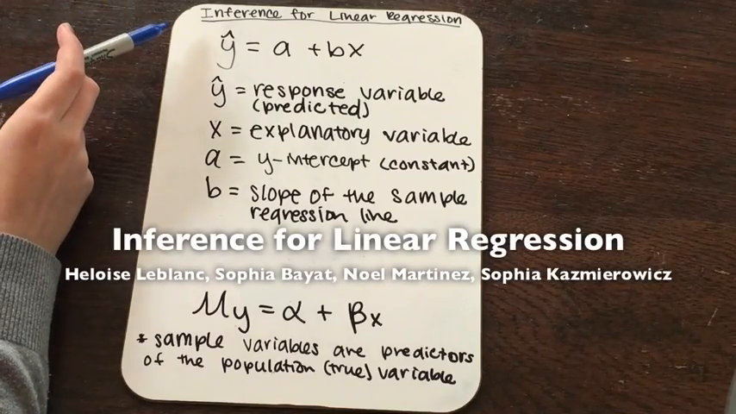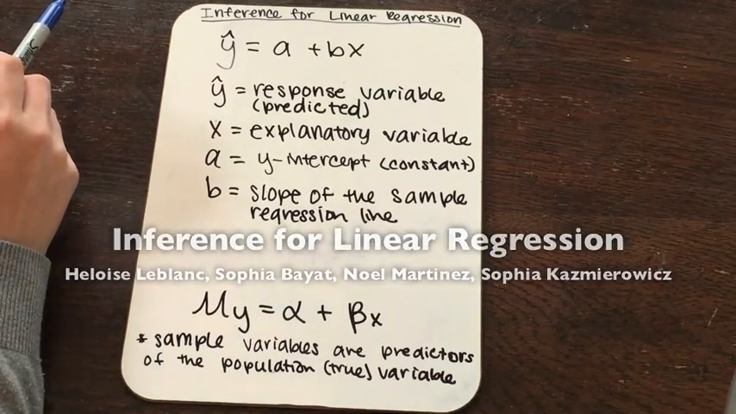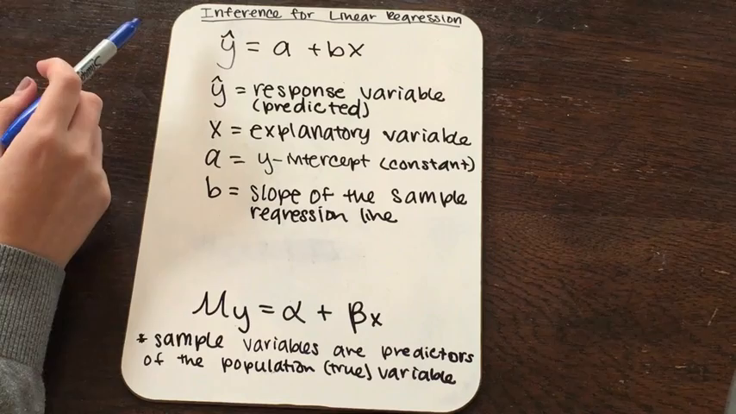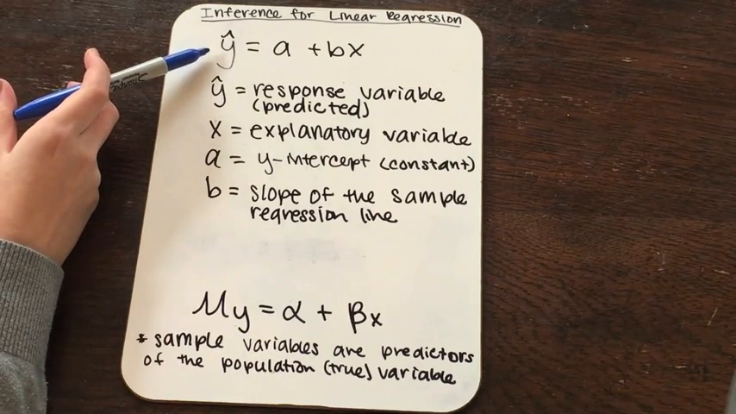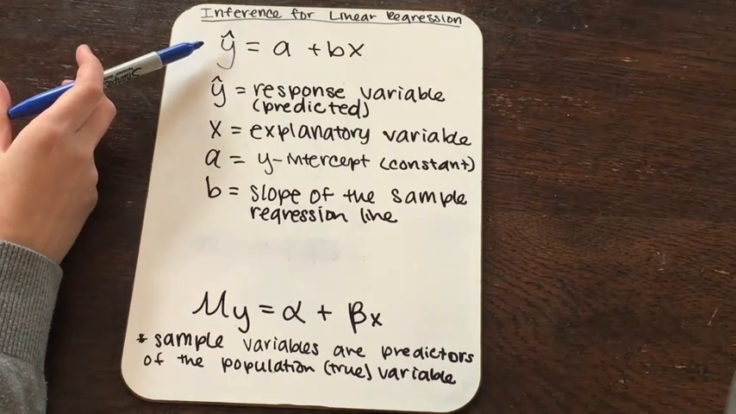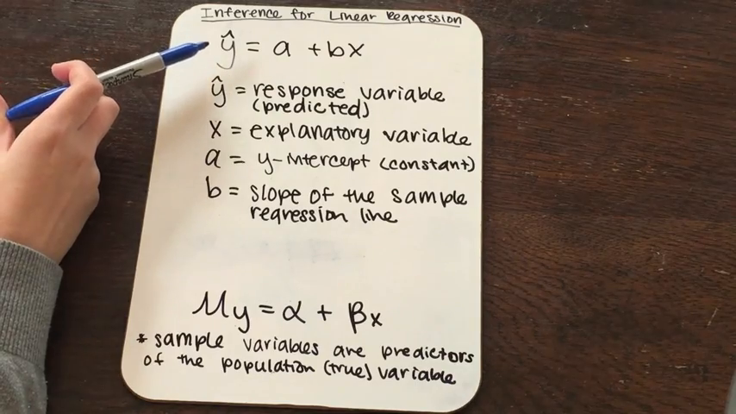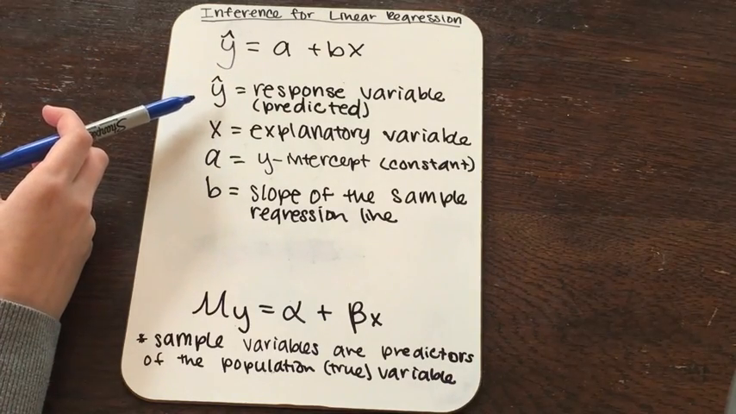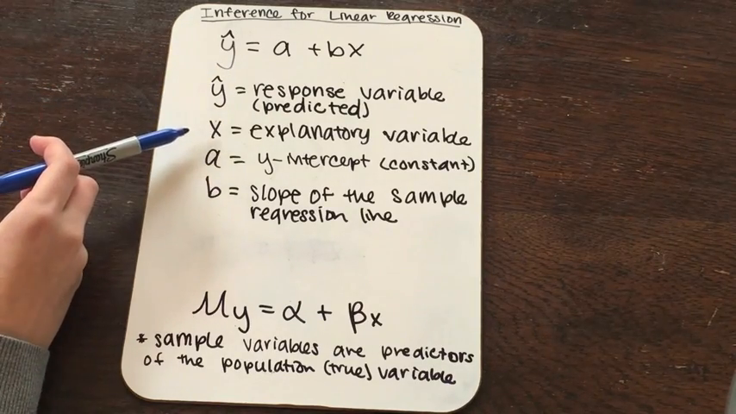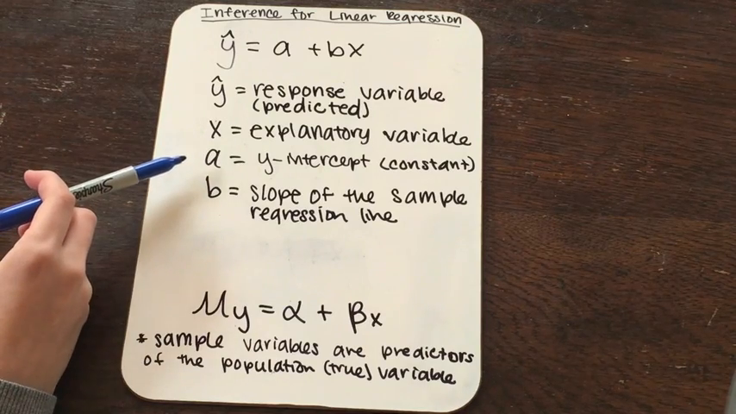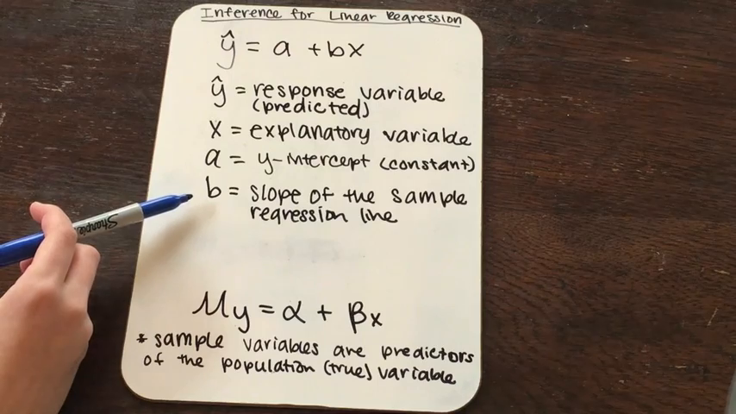Today we're going to talk about inference for linear regression. The linear regression line is in a straight line form, which is y hat equals a plus bx, for the sample data. The y hat is the predicted response variable, the x is the explanatory variable, the a is the y-intercept, which is a constant, and the b is the slope of the sample regression line.